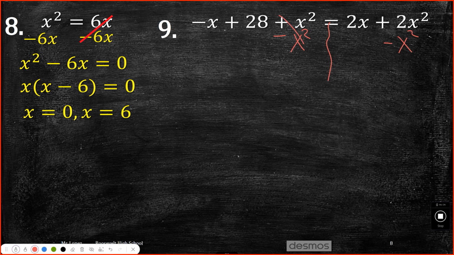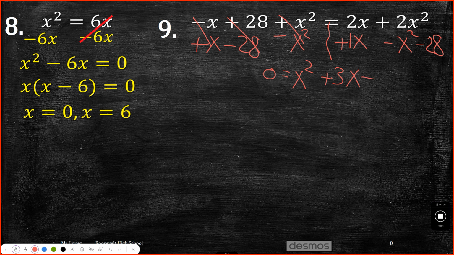This cancels out. I'm going to add x here to this side. And that cancels out, and then I'm going to minus 28 over here. And put it in order. So this whole thing cancels out, so on the left side is 0. Then I'm going to put the highest power. 2x squared minus 1x squared is going to be x squared. And then I have 2x and 1x is 3x. And then I got a minus 28.